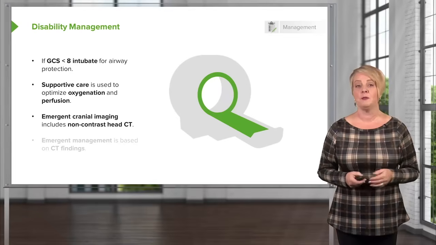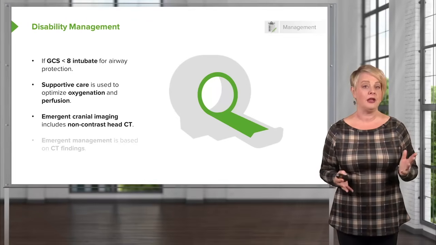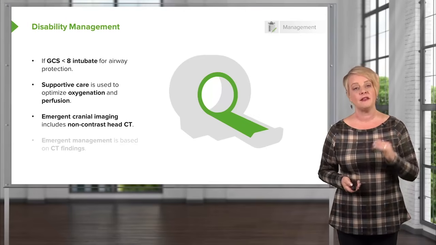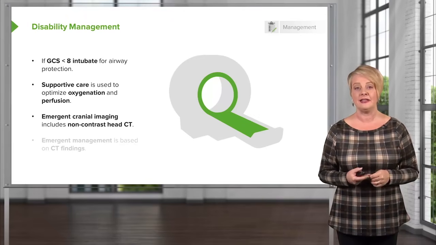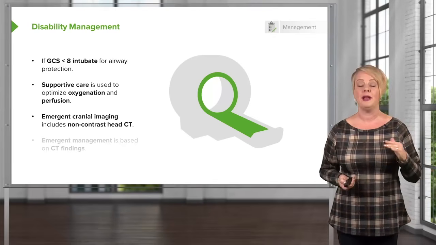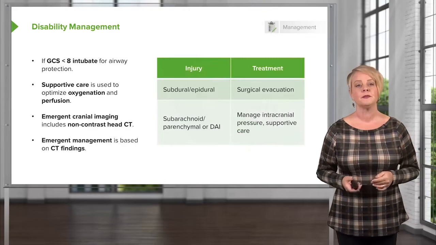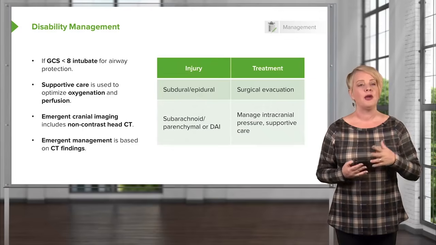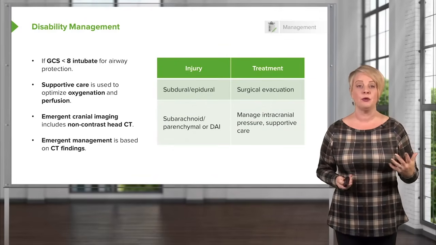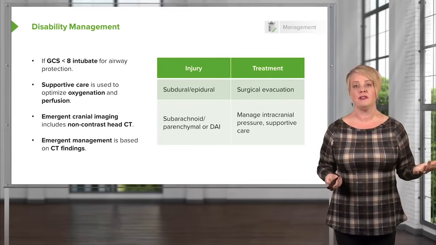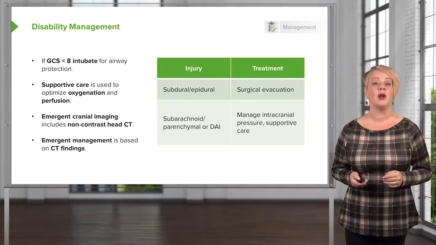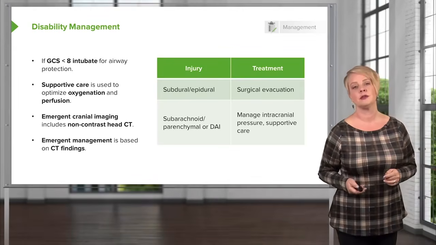We do want to obtain emergent cranial imaging for any patient who has a significant neurologic disability on our evaluation. And the test of choice is really non-contrast head CT, but obviously we're not going to initiate that until the patient is stable from an ABC perspective. And again, there are specific disease entities that we're looking for, and how we manage those is going to vary depending on our CT findings. So we're going to talk in more detail about how we would approach each one of these injury types as we move forward.